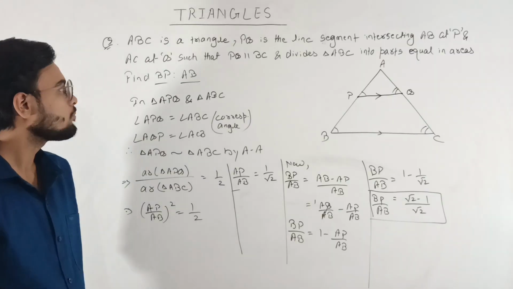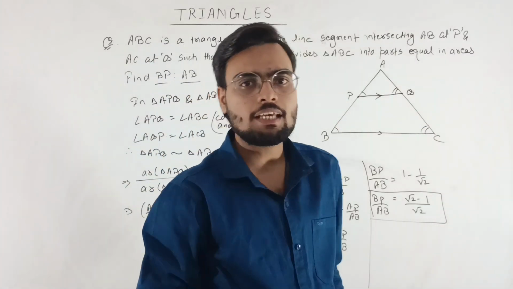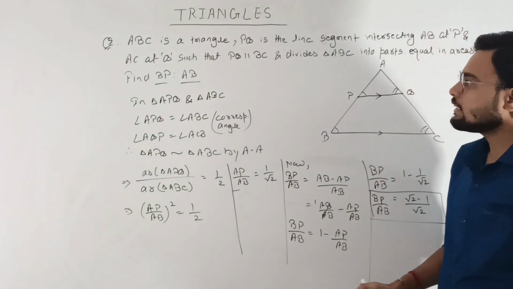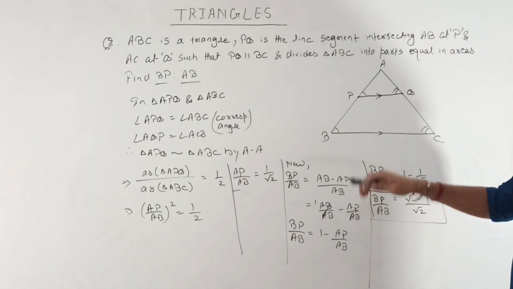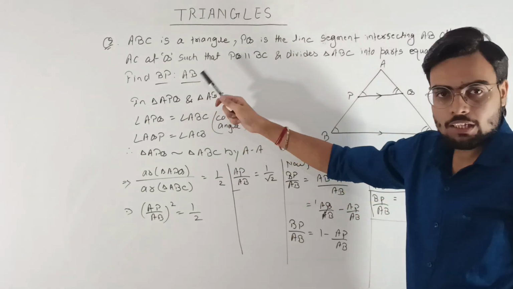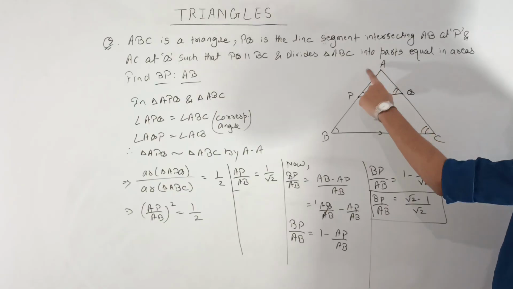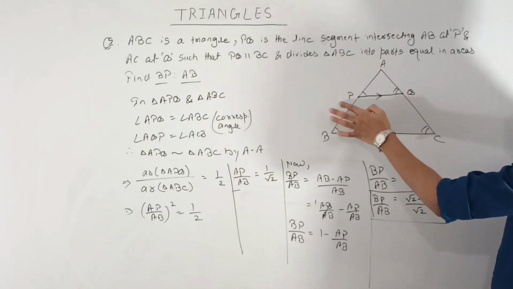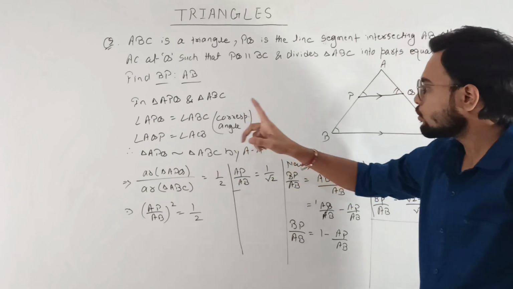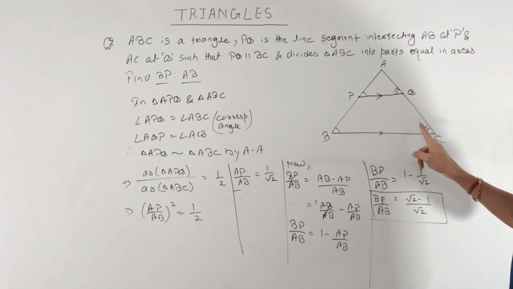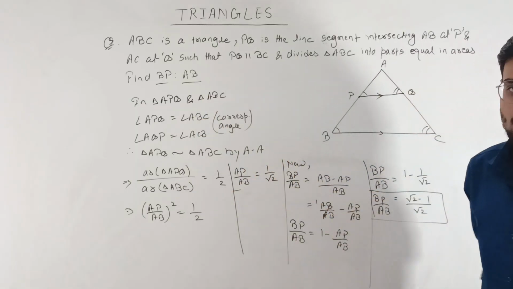Okay, let's see it one more time. What did the question say? ABC is a triangle in which PQ is a line segment which intersects the AB side at point P and the AC side at point Q such that PQ is parallel to BC. Then we have to find BP upon AB. Here we have triangle ABC and triangle APQ. In these two triangles, angle P equals angle B and angle Q equals angle C, corresponding angles. Then these two triangles are similar by the angle similarity criterion.